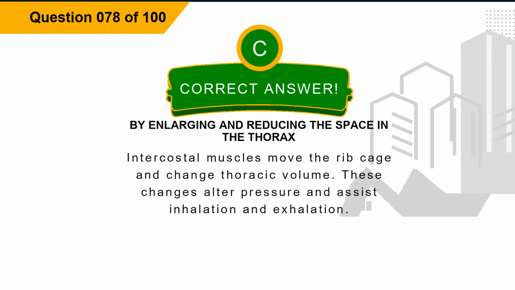The correct answer is option C, by enlarging and reducing the space in the thorax. Explanation: intercostal muscles move the rib cage and change thoracic volume. These changes alter pressure and assist inhalation and exhalation.